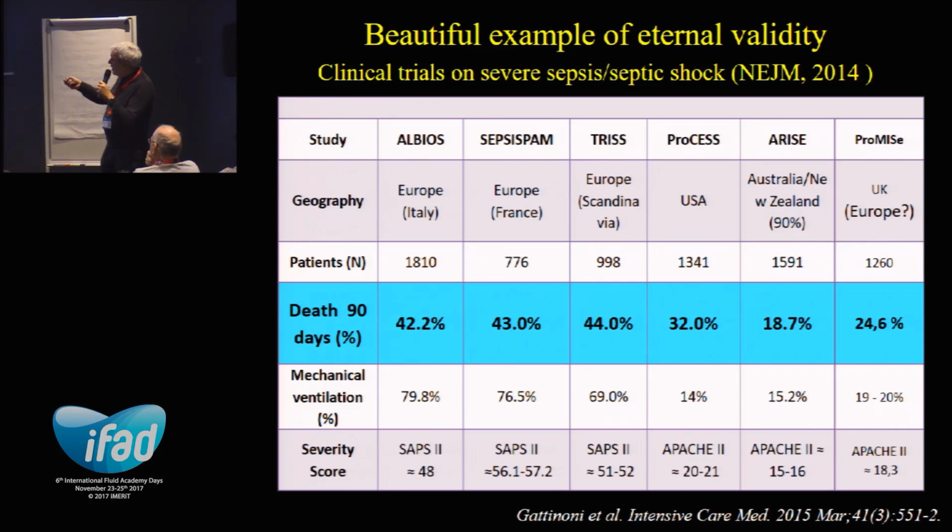Italy, 42%. France, 43%. Scandinavia, 44%. US, 32%. Great. You go to New Zealand, my God, 18%. So if you have sepsis, don't spend time, buy a ticket and go to Australia. And you know why? Because these poor patients in Europe were ventilated 80, 76, 69%. Look here, in the US, 14, 15.